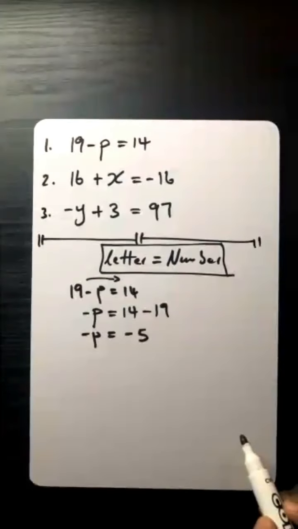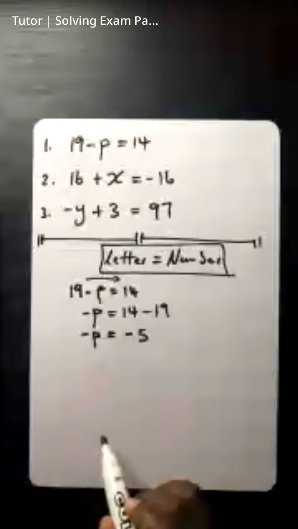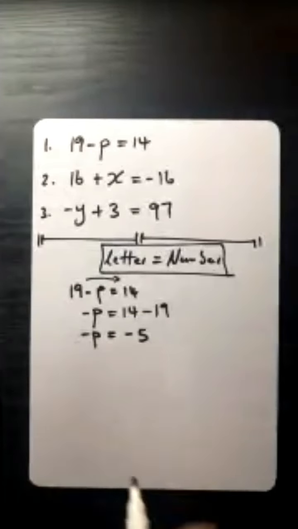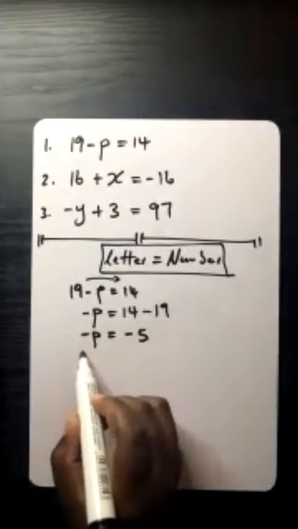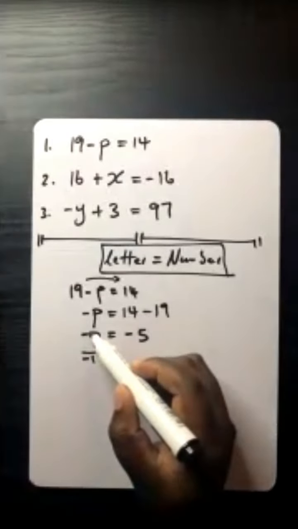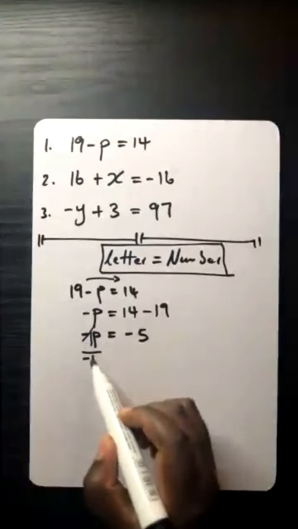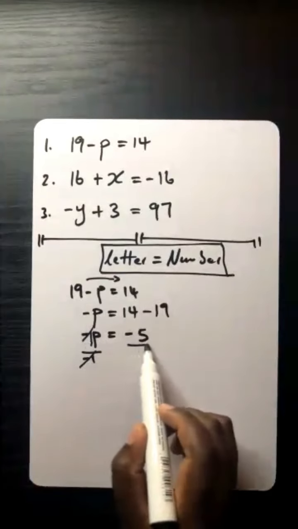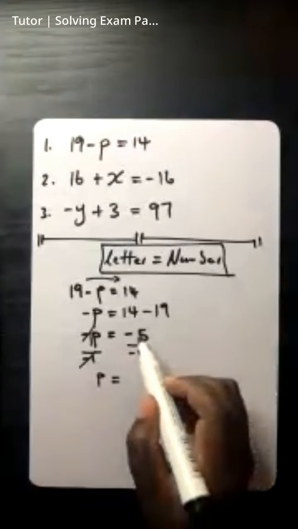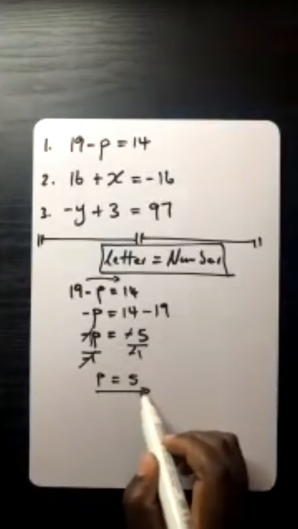Now I've got an issue because I don't have P, but instead I've got negative P, which means I need to remove that negative. That's why I'm going to divide by negative 1. Why negative 1? Because there's that 1 there which is not necessary to write. So it cancels. Remember, what you do on the left, you also do on the right. So you remain with P equals, those negatives cancel, equals 5.